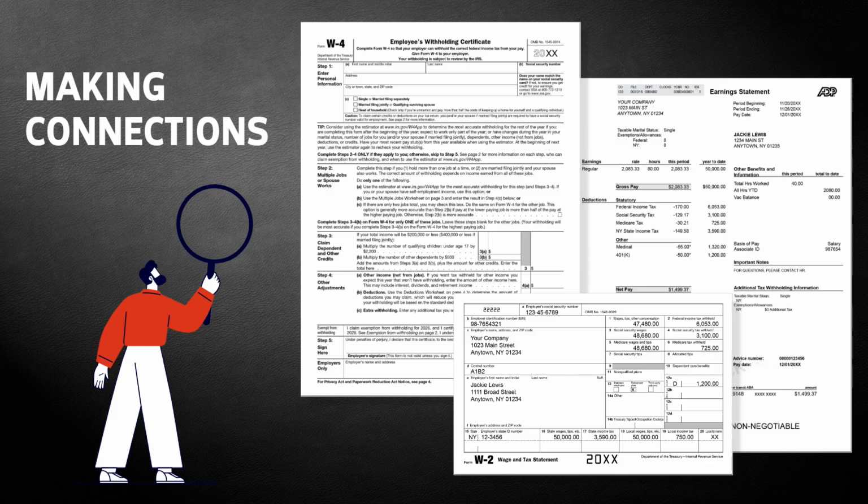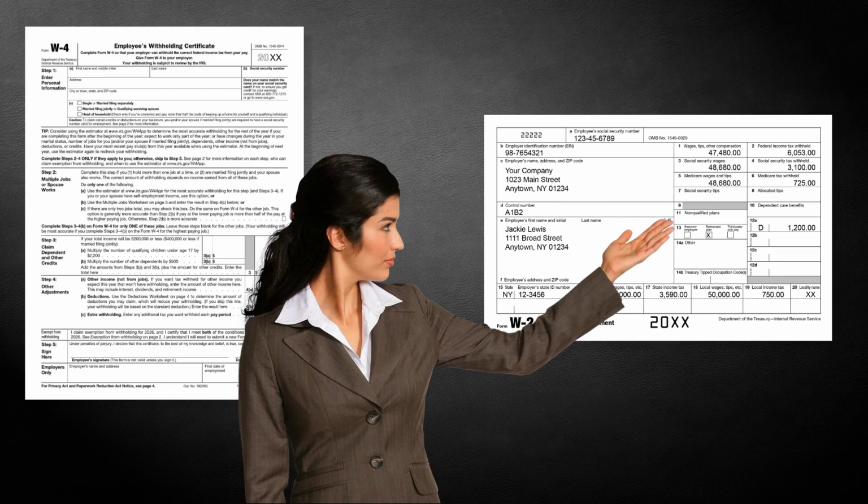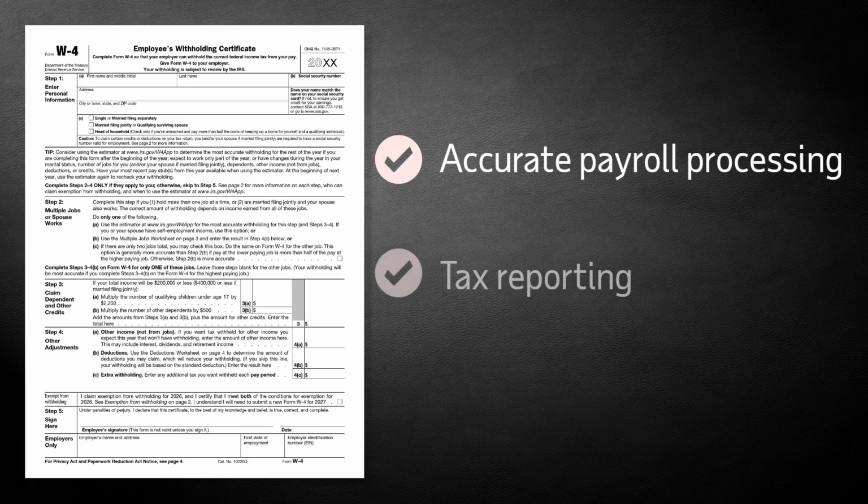We'd be remiss if we didn't tell you about a couple of key connections that Form W-2 has with another standard form, Form W-4, and your last pay statement of the year. When you start a new job, you fill out Form W-4, the Employee's Withholding Certificate. This tells your employer how much tax to take from your paychecks. Then, your W-2 displays what actually happened with your pay and taxes over the year, based on what you put on your W-4. Form W-4s are essential for accurate payroll processing and tax reporting.